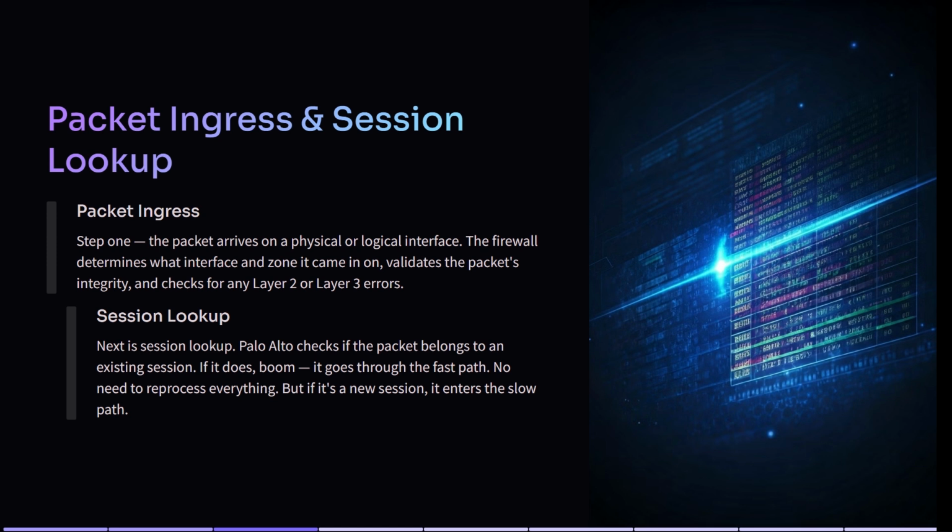Step 1. The packet arrives on a physical or logical interface. The firewall determines what interface and zone it came in on, validates the packet's integrity, and checks for any Layer 2 or Layer 3 errors. Next is session lookup. Palo Alto checks if the packet belongs to an existing session. If it does, boom, it goes through the fast path. No need to reprocess everything.